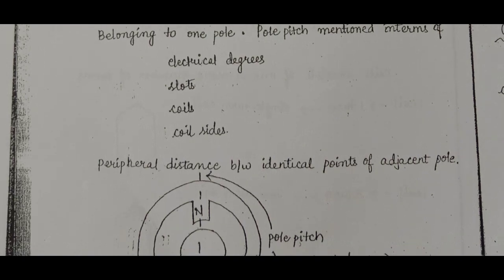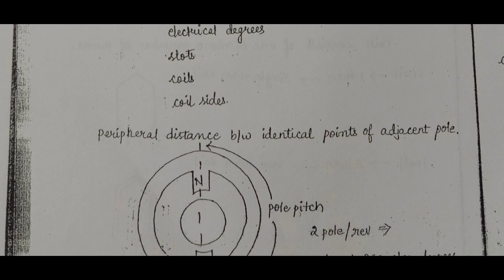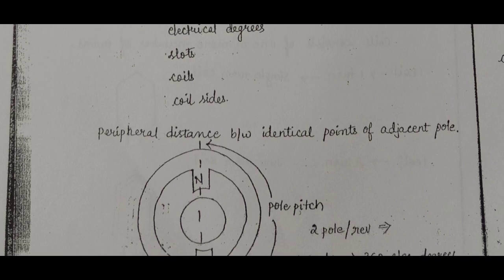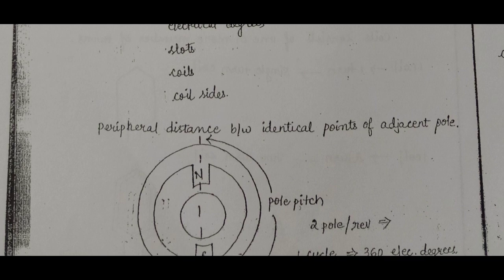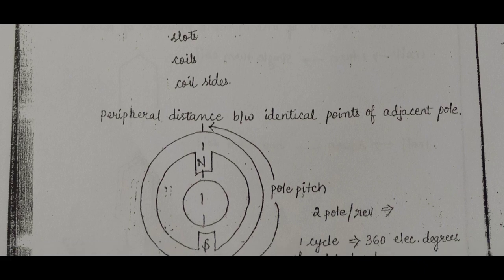Slots accommodate conductors. The slots are placed on the outer periphery of the rotor. A coil is a combination, a connection, of conductors. If two conductors are there, then it is one coil. The coil sides are the two sides of the coil.